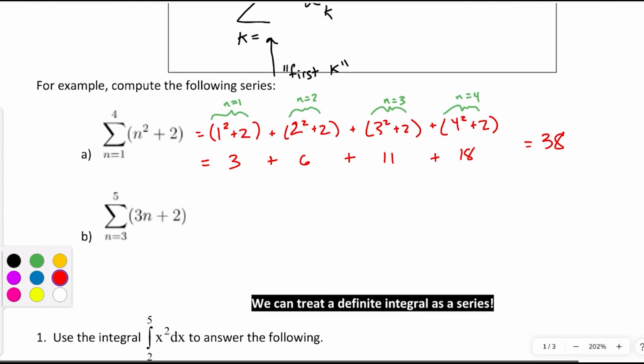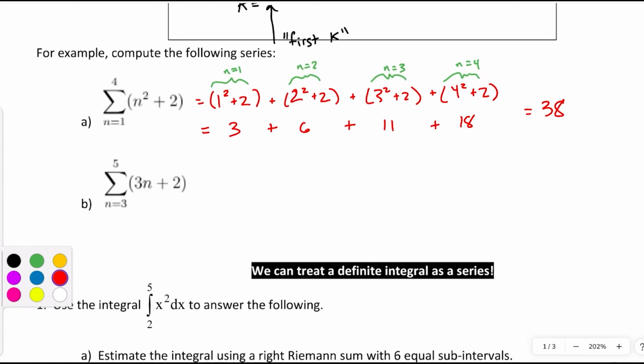All right, let's do one more real quick, and then we'll get into the good stuff. So here, we're going to start with n equals 3 and work our way to n equals 5. So how many terms are we going to be adding up there? 3 of them, right? n equals 3, n equals 4, n equals 5.